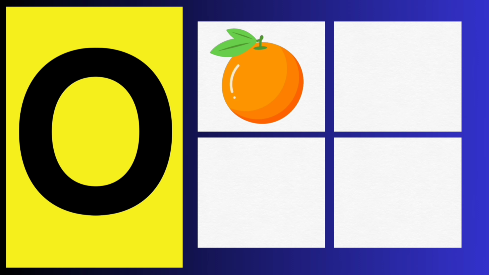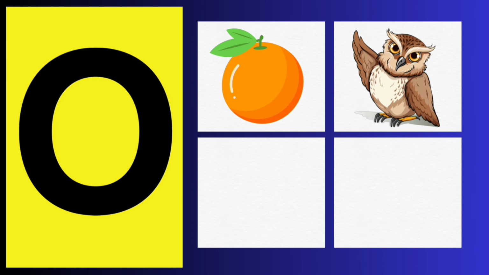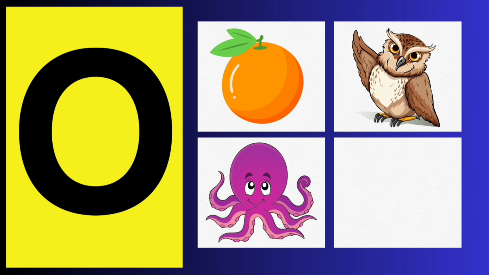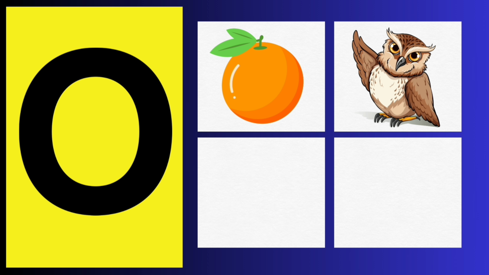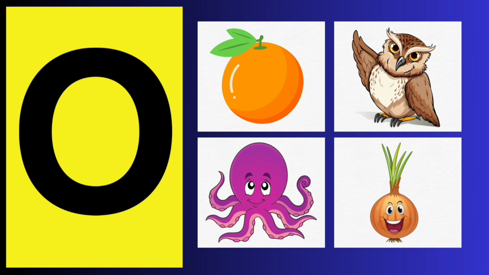O is for orange. O is for owl. O is for octopus. O is for onion.